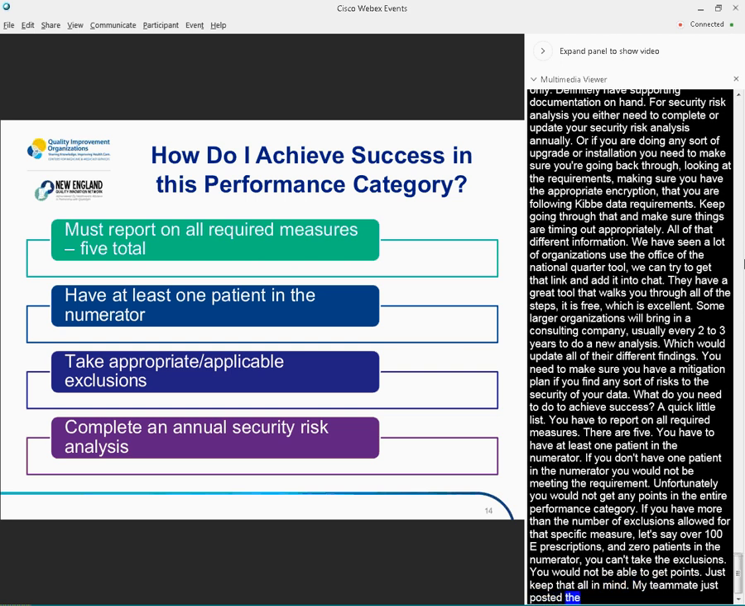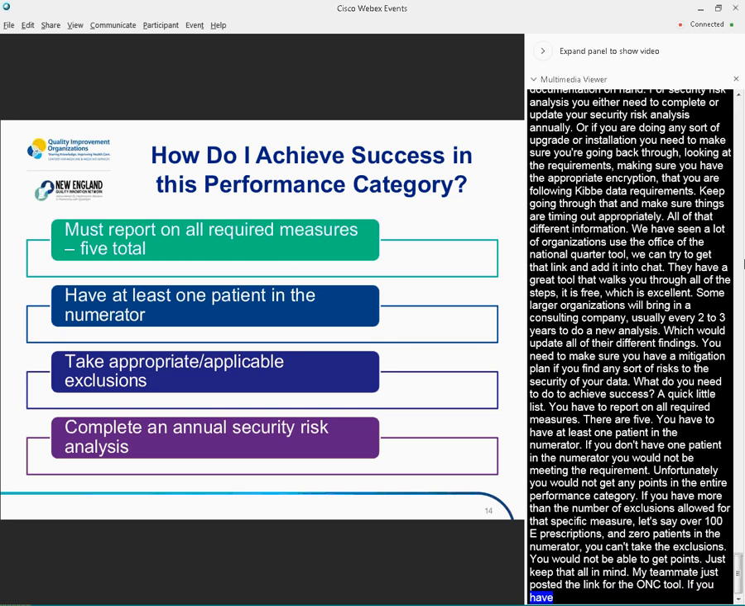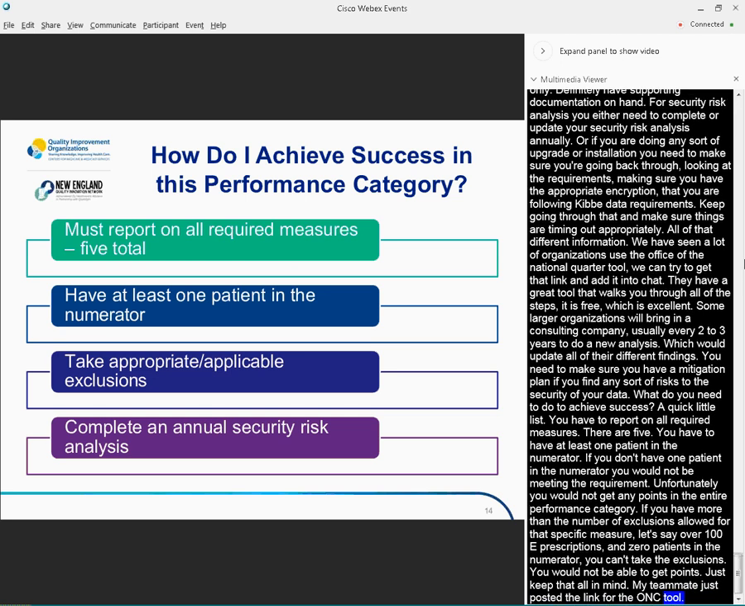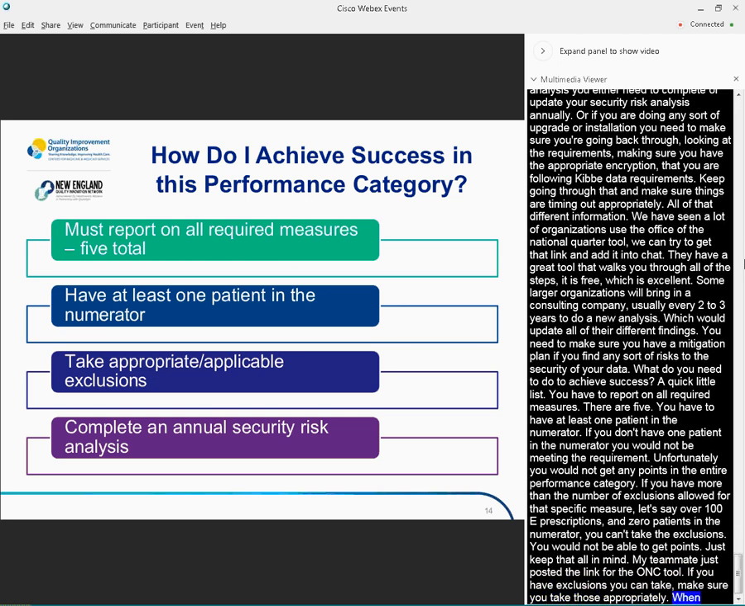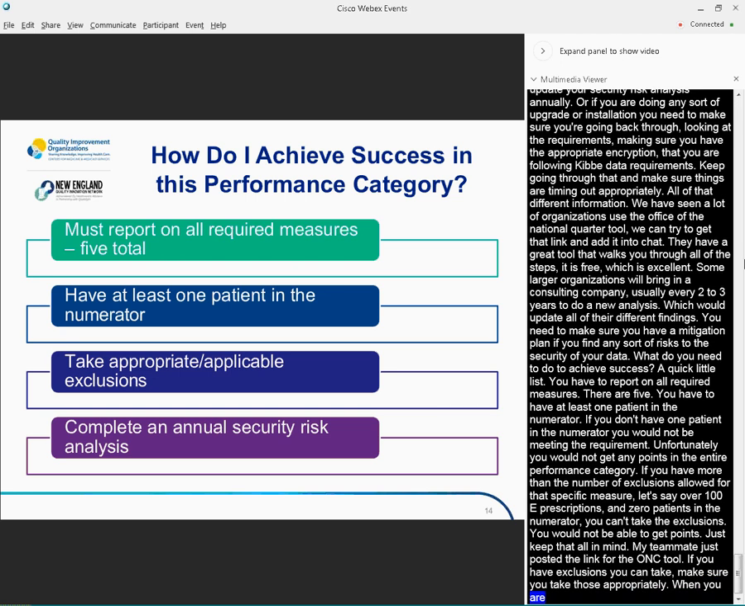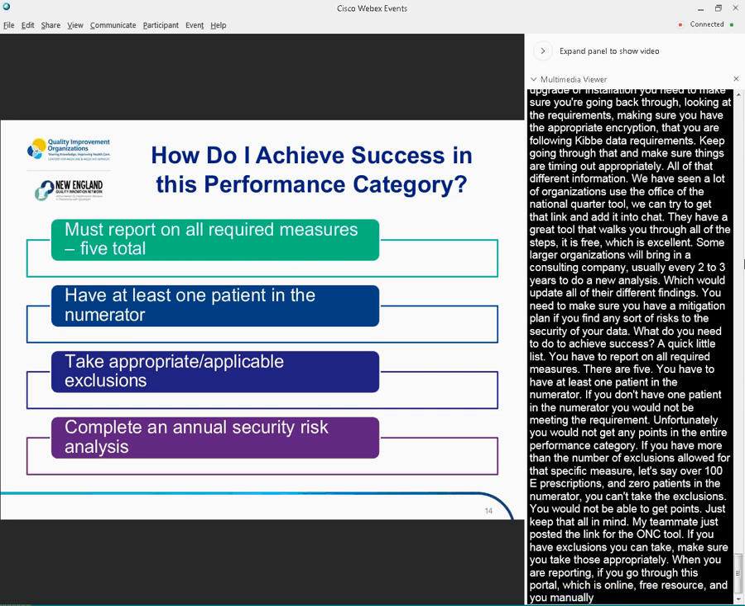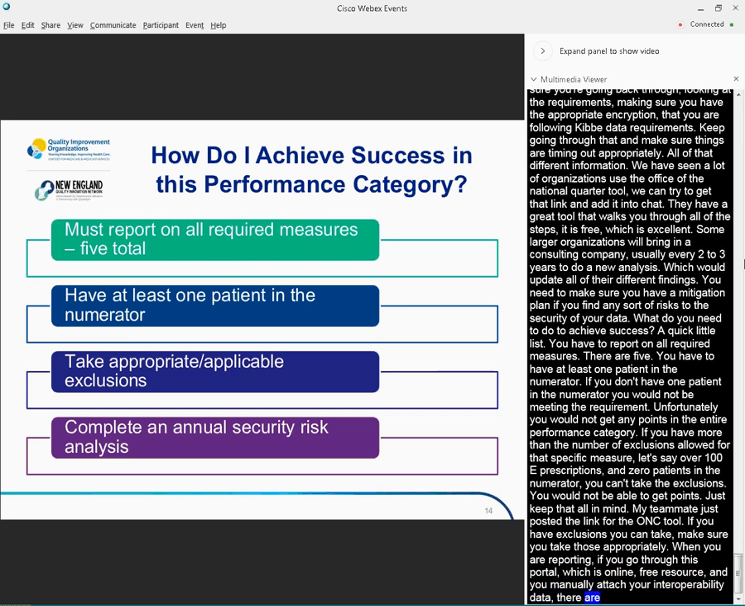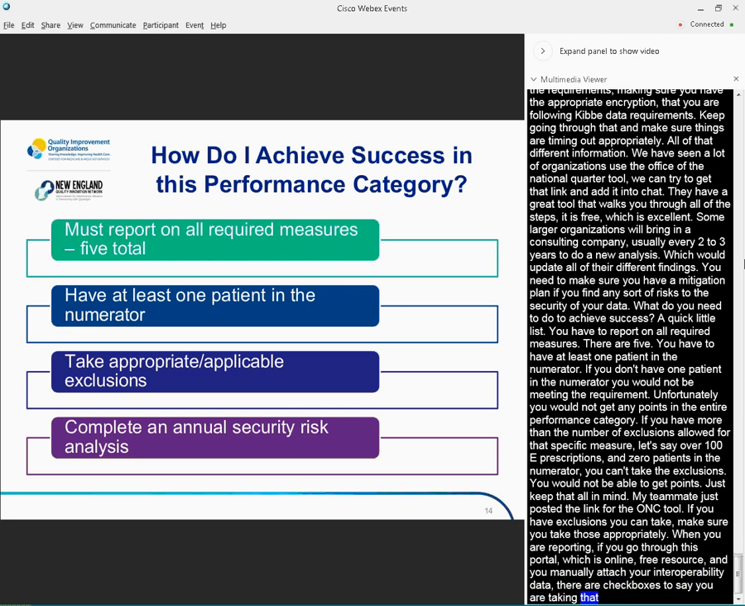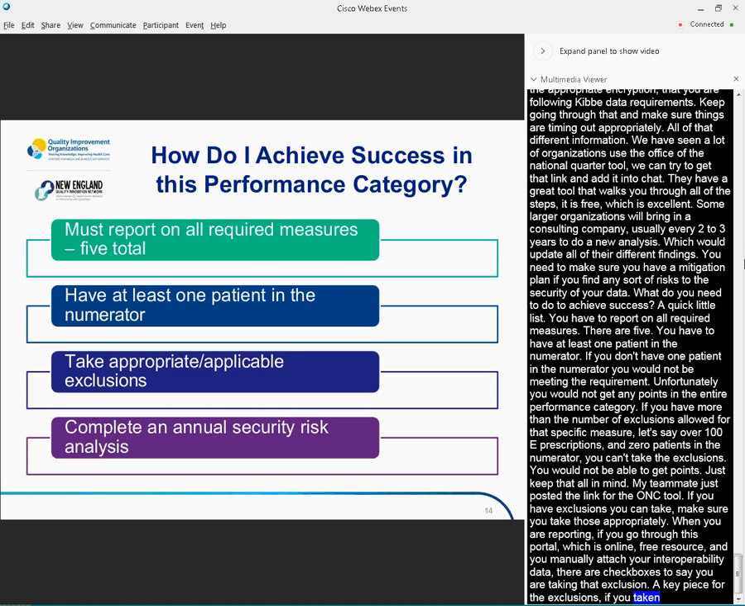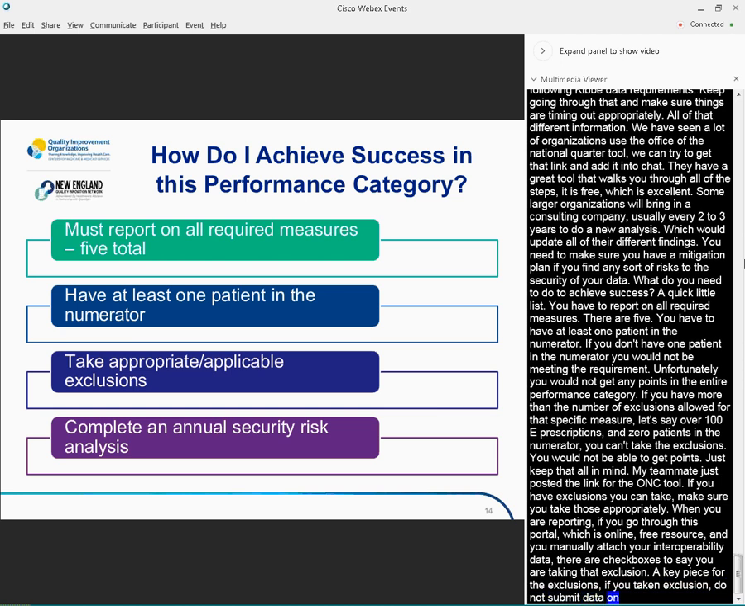If you have exclusions that you can take, definitely make sure you take those appropriately. When you're reporting, if you go through this CMS QPP portal, which is an online, free resource, and you manually attest to your promoting interoperability data, there are little check boxes to say you're taking that exclusion. Key piece for the exclusions: if you take an exclusion, do not submit data on that measure. So don't put anything into the boxes, just take the exclusion.